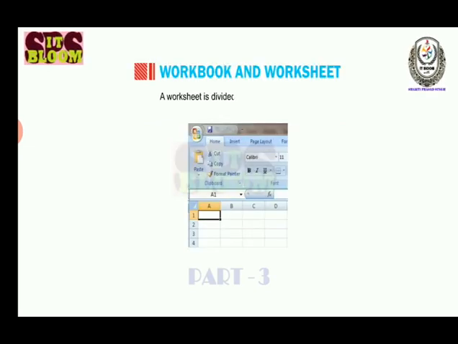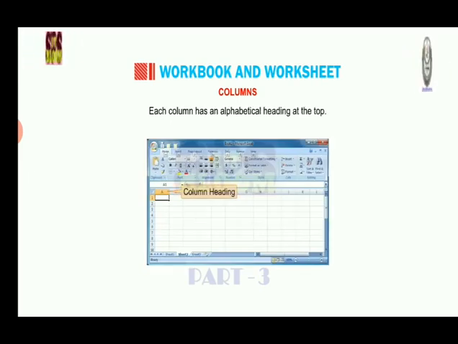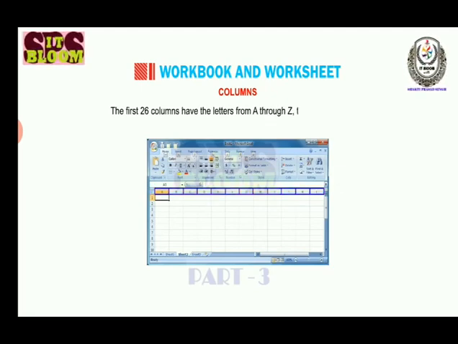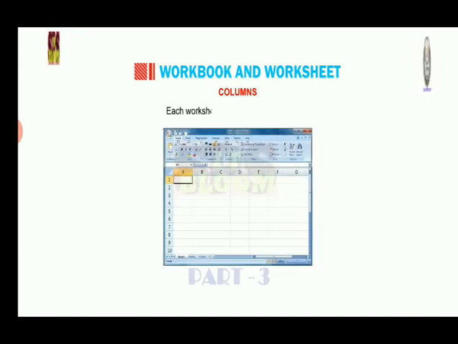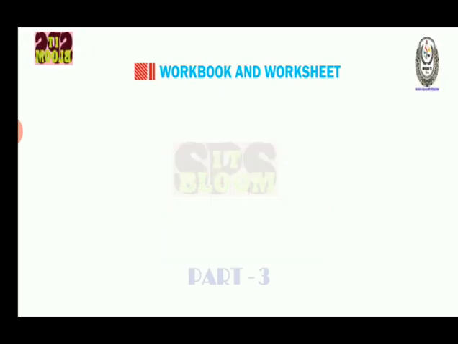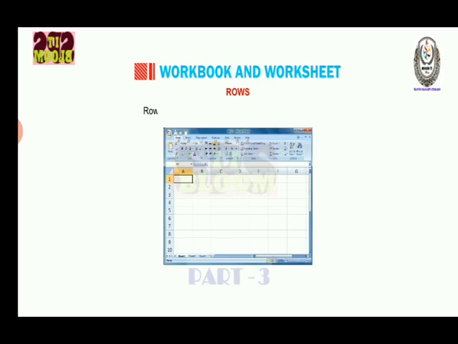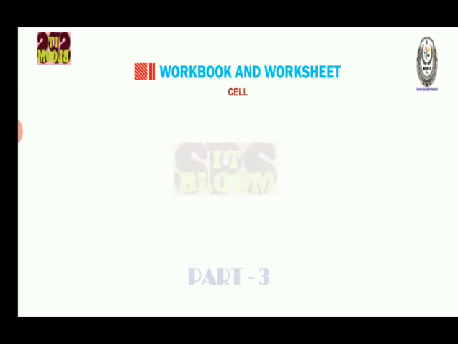A worksheet is divided into rows and columns. Okay, let me explain columns. Each column has an alphabetical heading at the top. The first 26 columns have the letters from A through Z, then AA through AZ, and carrying up to XFD. Each worksheet contains 16,384 columns. Let us understand rows. Each row also has a heading. Row headings are numbers ranging from 1 to 1048576.